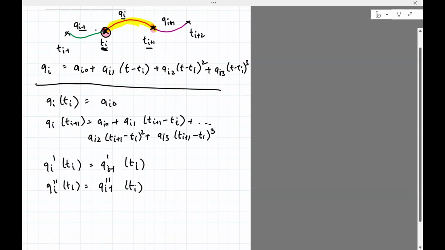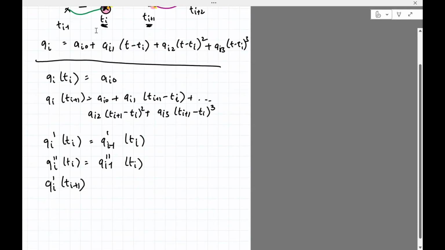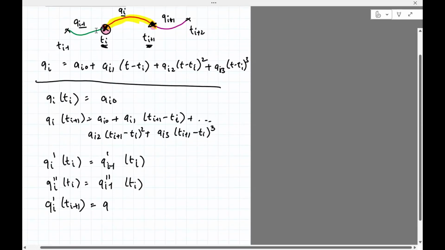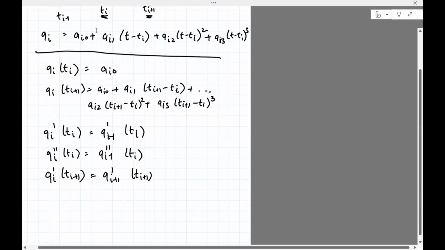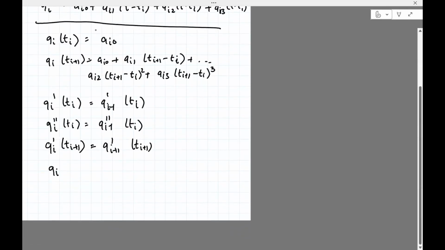We can do the same thing for i plus 1. So it will be qi at ti plus 1. So this is this point. Velocity there equals the derivative evaluated at i plus 1 using the i plus 1th polynomial. So it'll be the first derivative at ti plus 1, and we do the same thing with the second derivative.